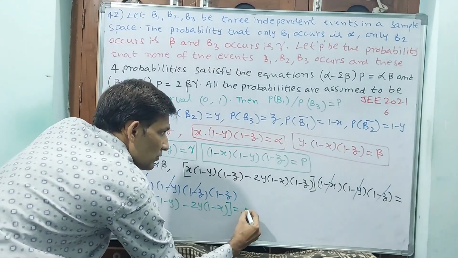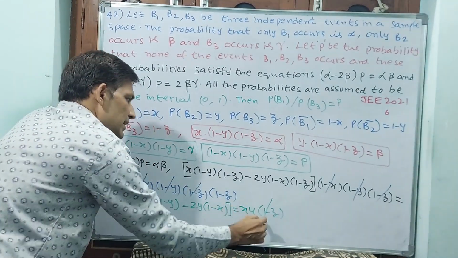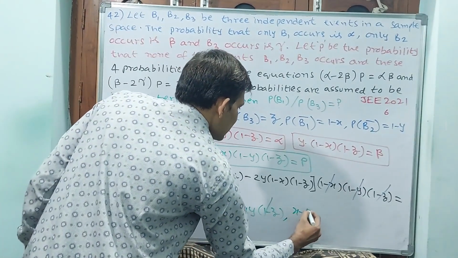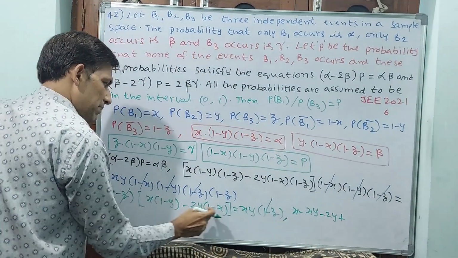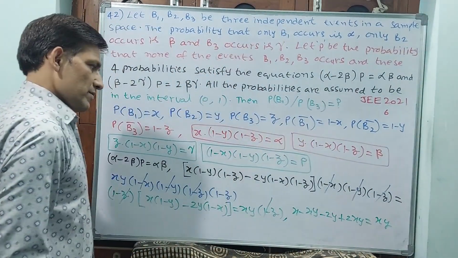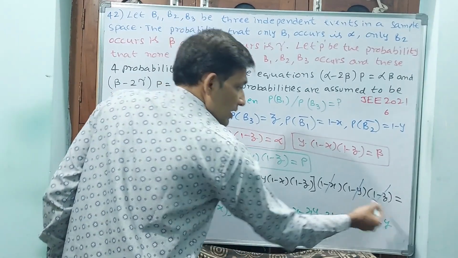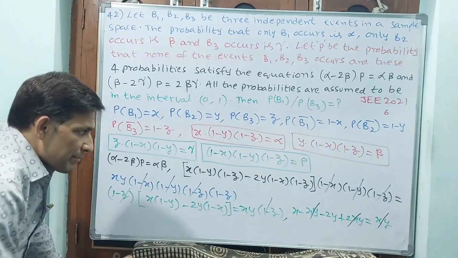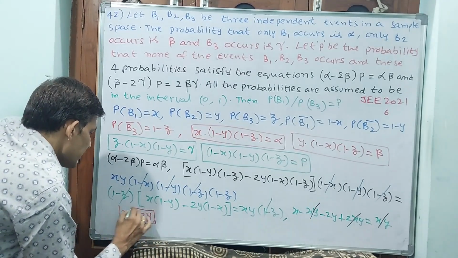This is equal to xy into 1 minus z. Now I can cancel 1 minus z, 1 minus z. If I cancel 1 minus z, then we send inside: x minus xy minus 2y plus 2xy is equal to xy. Now you see here 2xy minus xy, another xy. Shall I cancel this? Understand what happened? In that case, x minus 2y equal to 0, or else x is equal to 2y. x is equal to 2y. I am taking this as an equation.